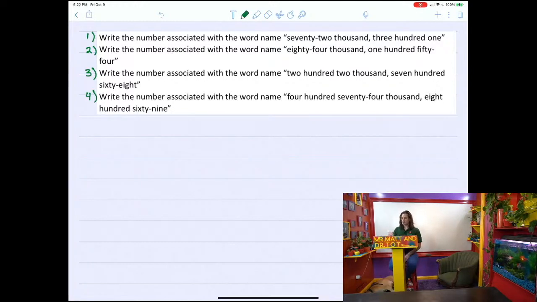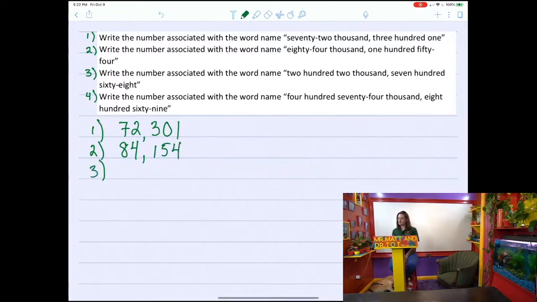Okay, so for number 1, we have 72,000, so 72,301. So when they don't have a tens unit, it's implied that there's a 0. So 301 would be written that way. So 72,301. Number 2, we have 84,154. So 84,154.